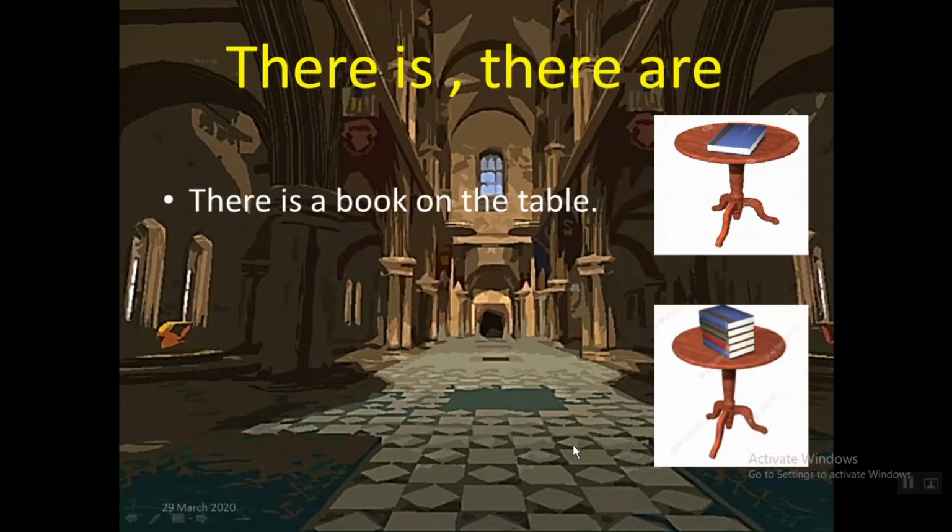Okay, look at this picture. How many books? Is it 1 book or many books? Excellent. Many books. So we say there is or there are. Great. We say there are books on the table. There are books on the table because there are many books. It's plural.